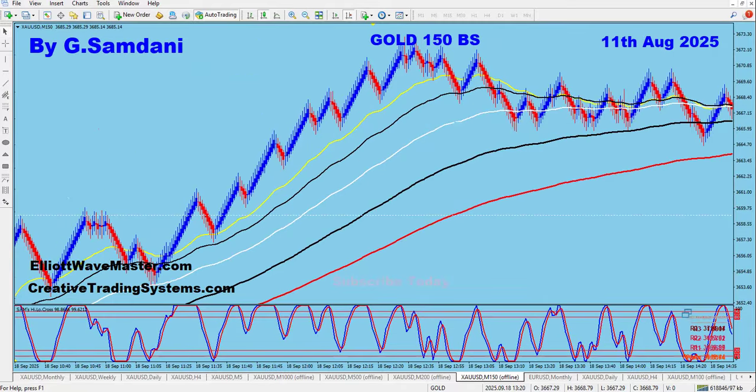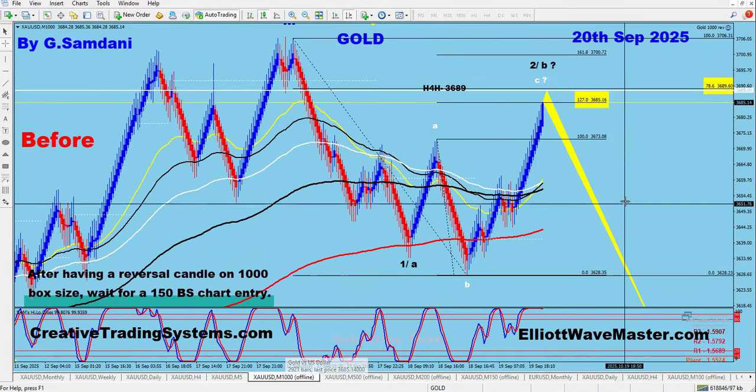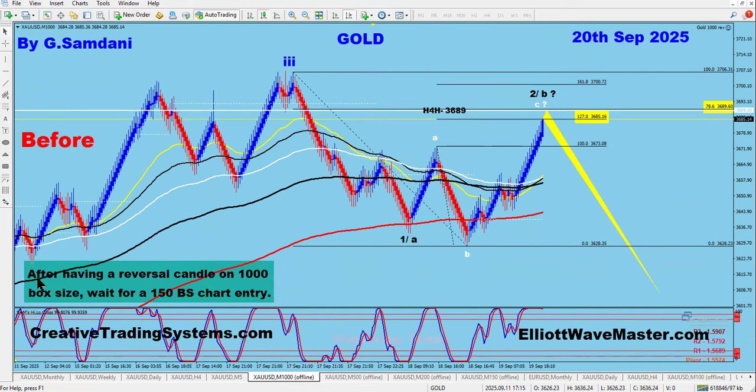See this written here. After having a reversal candle on 1,000 box size, wait for a 150 BS chart entry and then let the alarm take it. Simple as that.